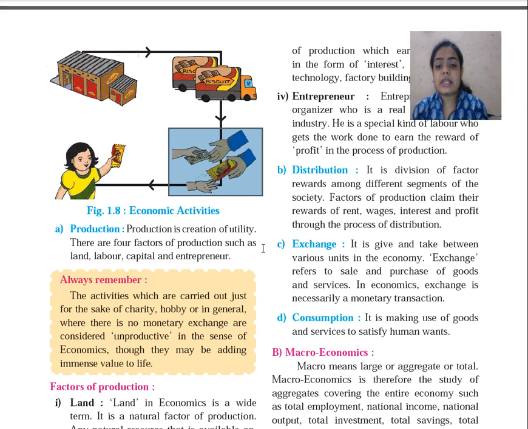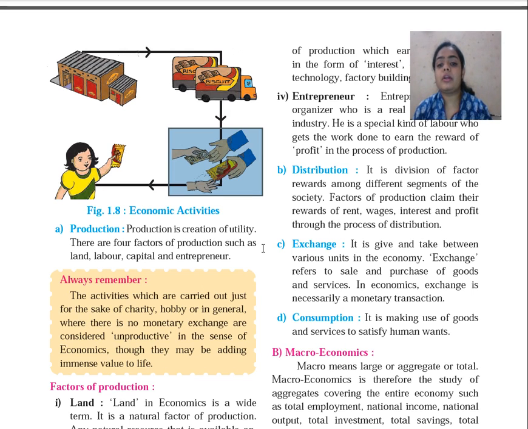So now the second we have is distribution. Distribution means that every factor shall be distributed among various segments of the society. Factors of production claim their rewards of rent, wages, interest and profit through the process of distribution. So because of distribution, we have been able to classify all our rewards into rent, that is land shall give us rent. Then the second factor of production we have is labor, so we shall pay wages to the labor.